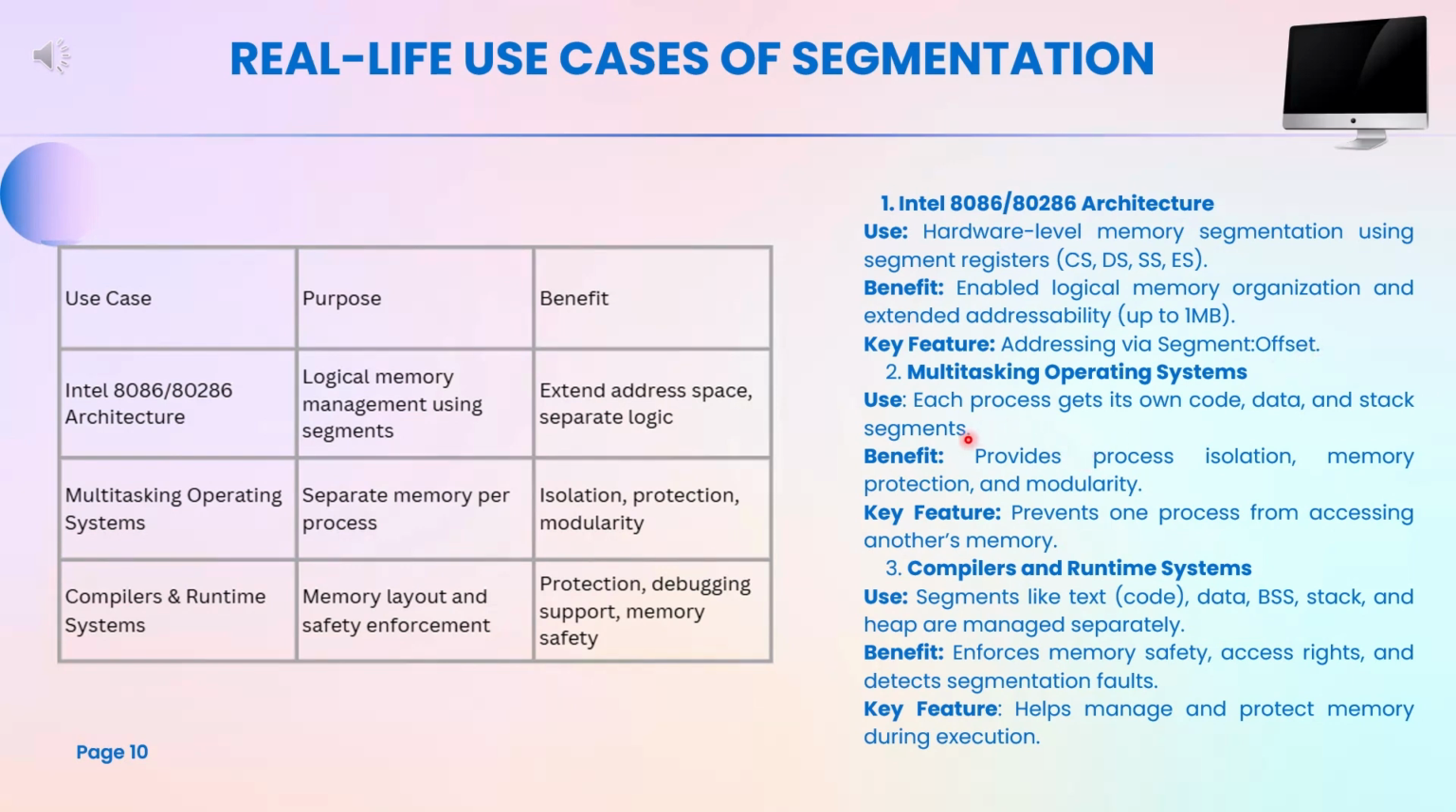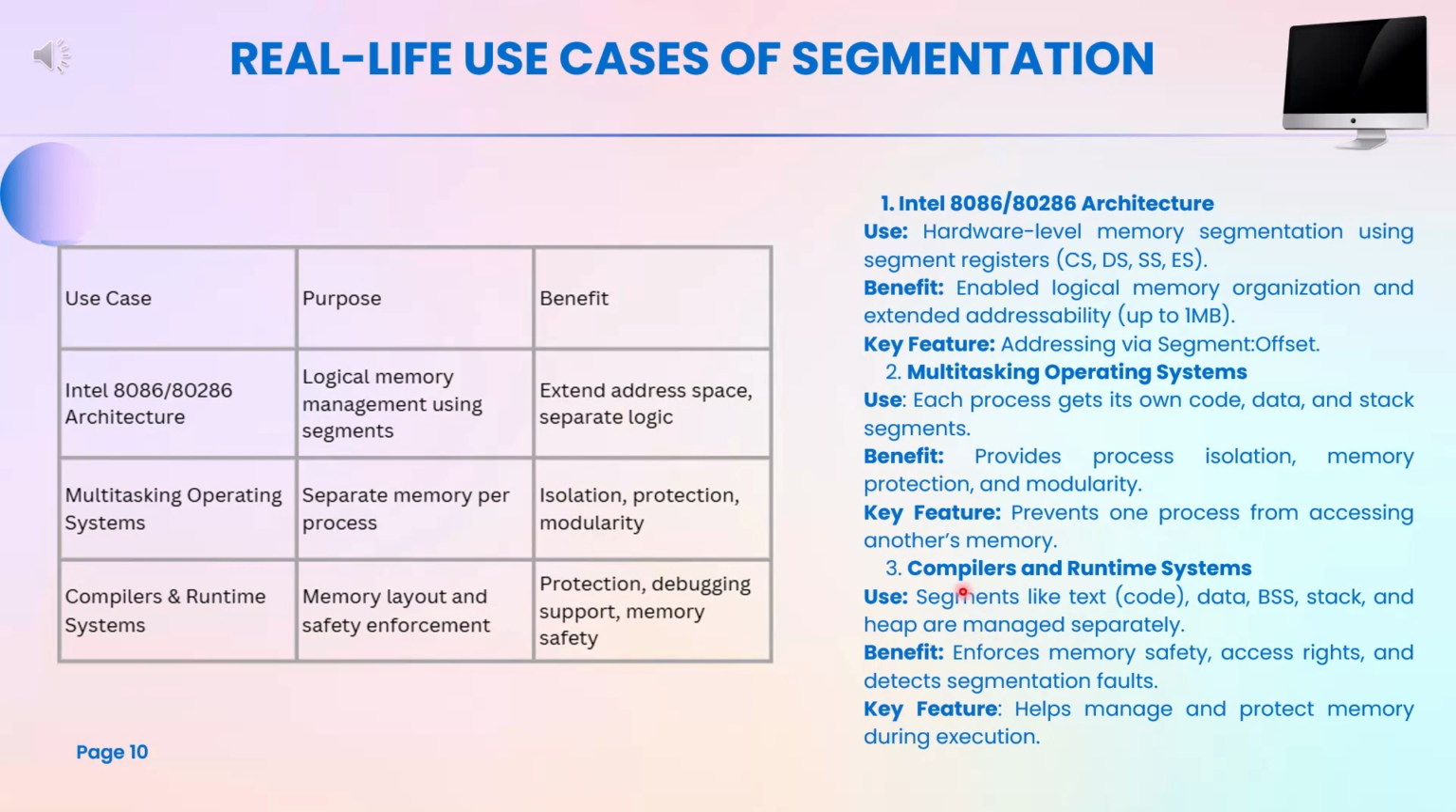Up next is multitasking operating systems. Each process has its own code, data, and stack segments. This ensures isolation and protection between processes, allowing stack and heap to grow independently. Its key benefit is better memory safety and support for multitasking.